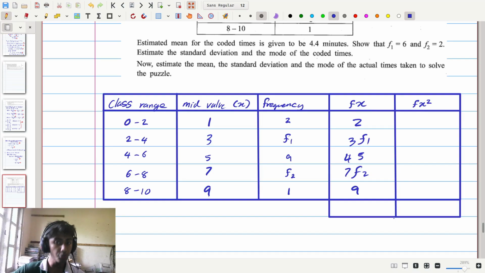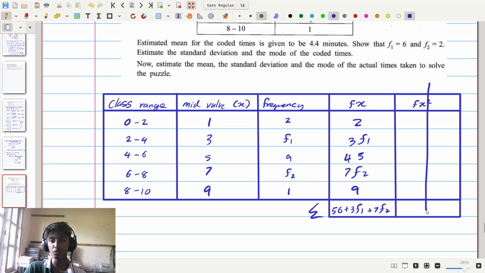Now adding all of these together, we can see the sum of fx is equal to 2 plus 45 plus 9 plus 3f1 plus 7f2. So 2 plus 45 is equal to 47, and 47 plus 9 is equal to 56. Therefore we have 56 plus 3f1 plus 7f2 as the sum of fx.